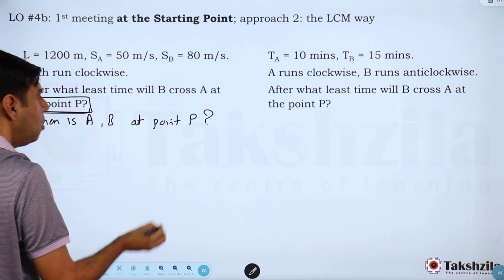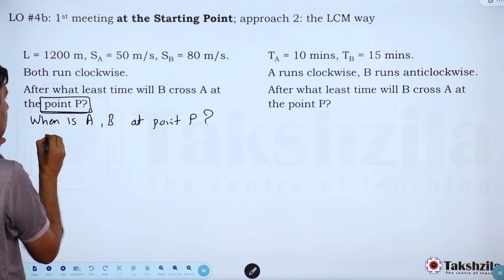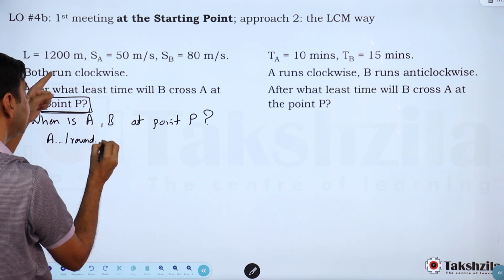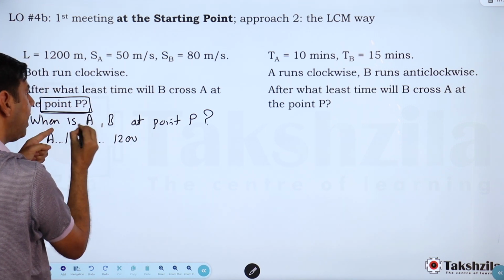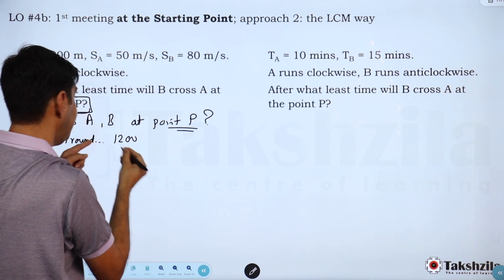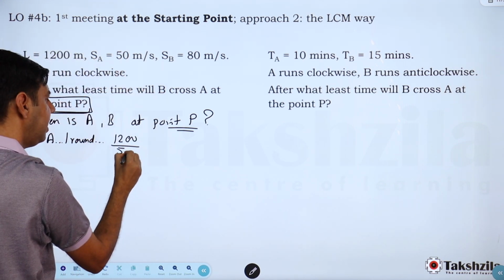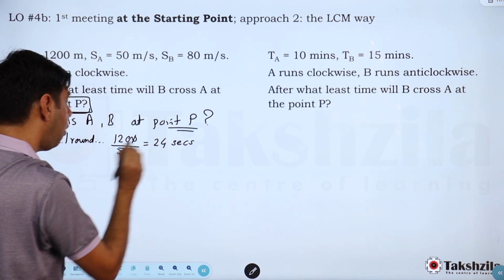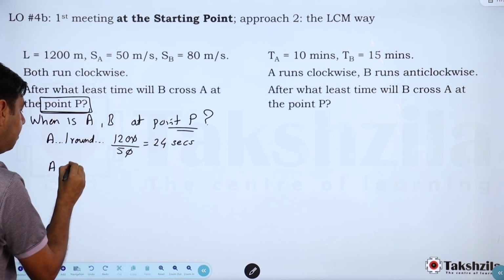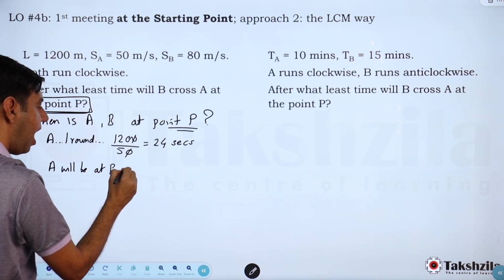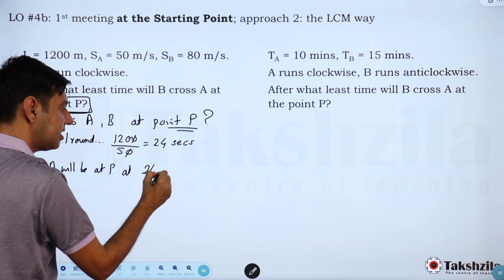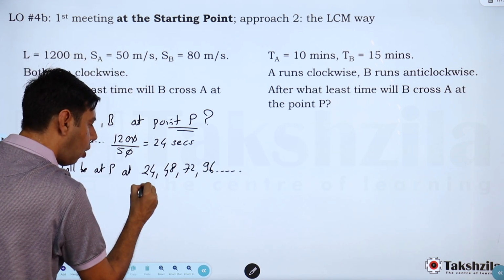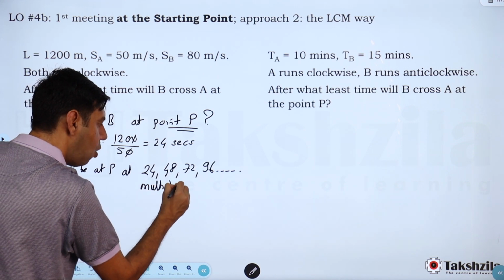If you look at A, A is going to do one round in how much? One round is 1200. Why one round? Because I want him to come back to P. Distance over his speed, only his speed. So this is going to be after 24 seconds. And it's not just 24 seconds. A will be at P at 24 seconds, at 48 seconds, at 72 seconds, 96. So we are just talking about multiples of 24.